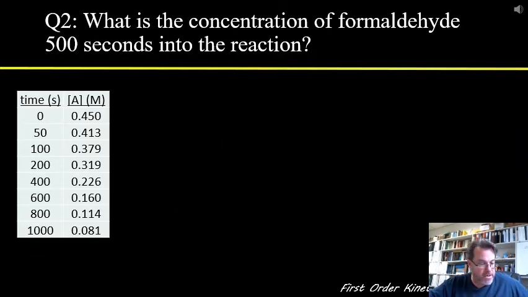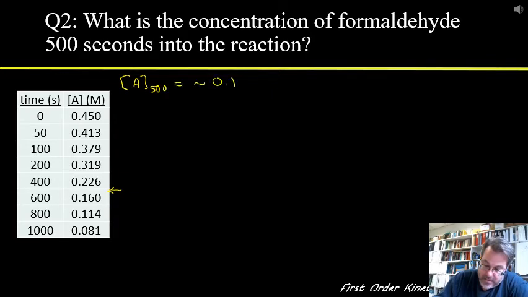All right, so the next question is, what's the concentration of formaldehyde going to be 500 seconds into the reaction? Now, the first thing we ought to do is just look at our data table and figure out what a reasonable answer is, right? 500 seconds is right here, so somewhere between 0.226 and 0.16. So probably the concentration at 500 is going to be maybe somewhere around 0.19, right? Now let's give it a try. Let's put our numbers in there and see what we get.